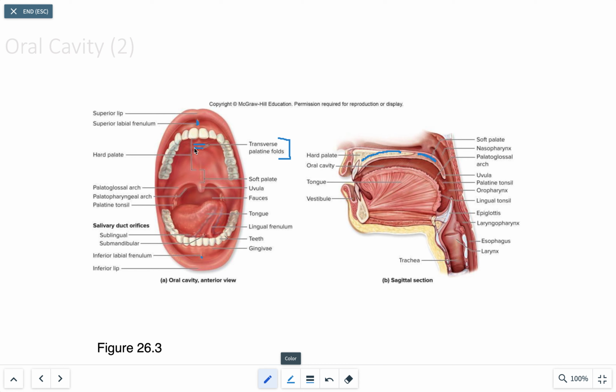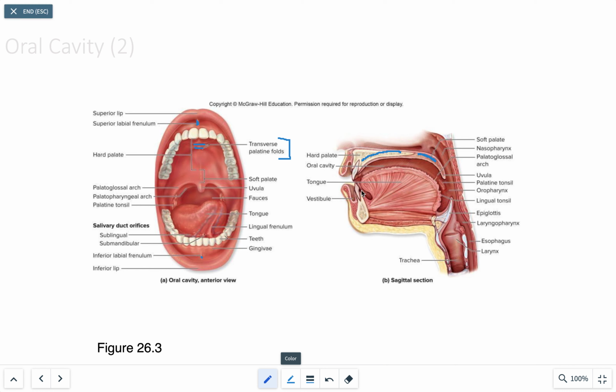They're located in the upper roof of the mouth. They're important. They assist the tongue, so it helps with manipulating food when it's in the mouth. So it creates a breaker. As the tongue is manipulating food, the transverse palatine folds help hold the food inside of the oral cavity.